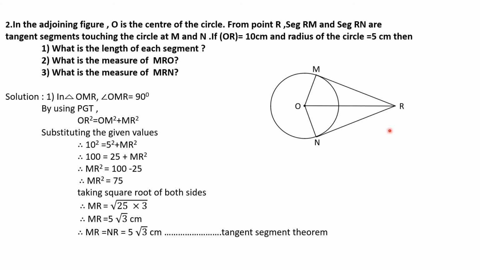And MR and NR both are tangent segments. So both are congruent. So MR is equal to NR is equal to 5 root 3 centimeter.